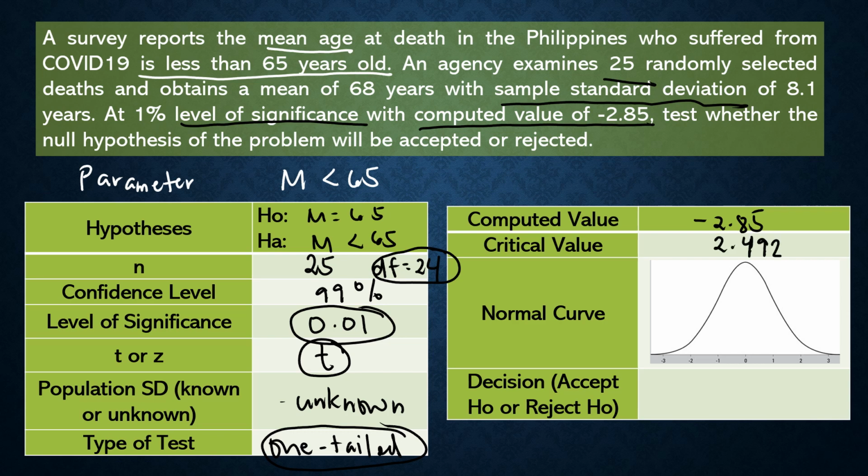Now, we're going to decide about the sign. Are we going to use positive, negative, or positive-negative? Since our given is less than, automatically our critical value is negative. It will only be positive if the alternative hypothesis has a sign of greater than. And it will be positive-negative, the same as the first example, if the given alternative hypothesis is not equal. So let's now plot negative 2.492.